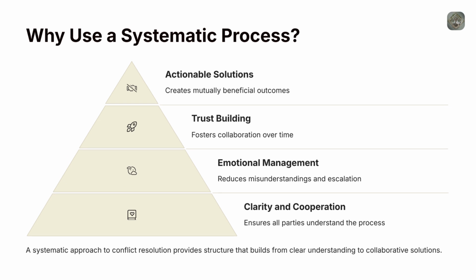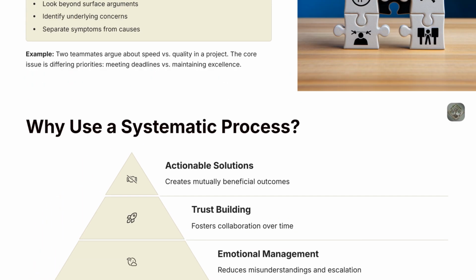A systematic approach to conflict resolution ensures clarity, reduces misunderstandings, and fosters trust. For example, instead of reacting impulsively in a disagreement, following clear steps allows you to de-escalate tensions and address the root cause. This method not only resolves current conflicts but also strengthens relationships for the future. Let's dive into Step 1, identifying and acknowledging the conflict.